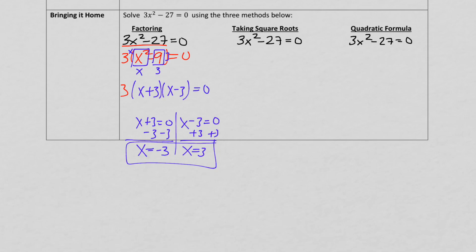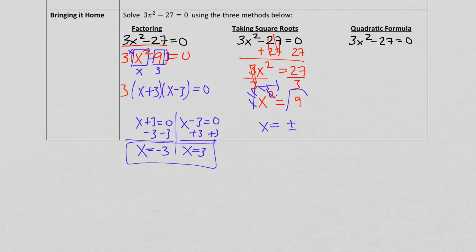But let's solve it now using the other 2 techniques that I've asked you to use. First, taking square roots. To do that, I want to isolate x squared by itself. So in this case, I'm going to just move things around. Remember, I can use this method because there's no bx term. So I can get x squared by itself here, and I can divide by 3. So notice how here I can get to x squared equals 9. And to take a square root, I can do that. The square root kills the square, so x equals plus or minus 3.